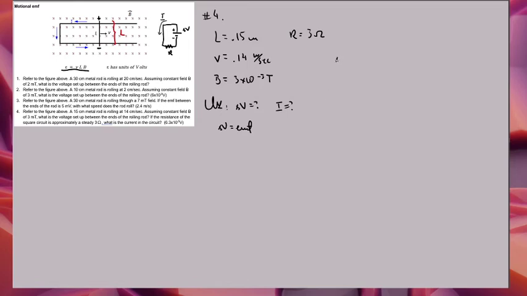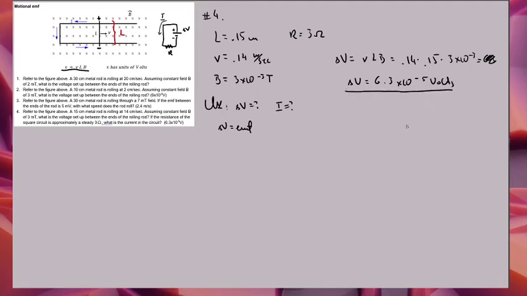So let's go ahead and calculate this. So the voltage or EMF would then be vLB, and the speed here is 0.14 times the length, which is 0.15, times the magnetic field, which is 3 times 10 to the negative third, equals, and so let's see what we get for this. 0.14 times 0.15 times 3 times 10 to the negative third, and so we get 6.3. I don't have enough room here, so let me rewrite this. Voltage equals 6.3 times 10 to the negative fifth volts.